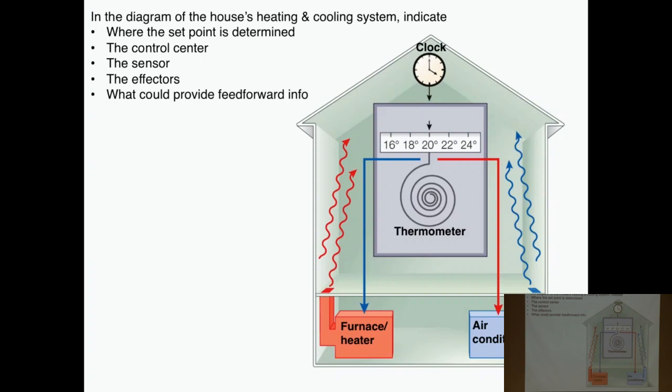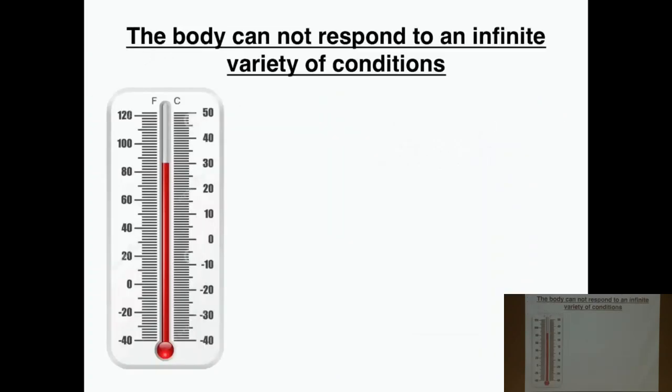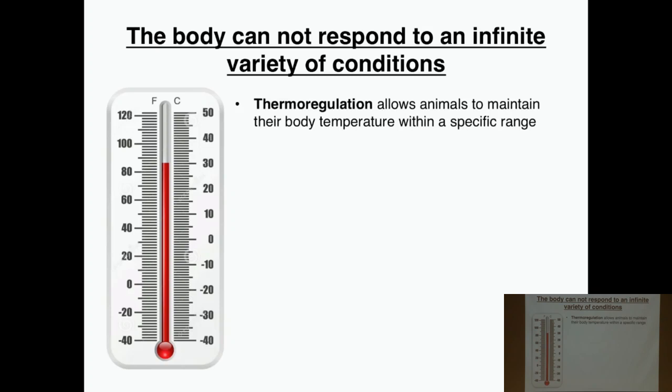What we're going to do now, though, is shift our focus and really zoom in on thermal regulation as it relates not to a housing system, but to an animal body. So our bodies are limited in that they can't respond to an infinite variety of conditions. There's going to be a range, in some cases more narrow, in some cases more broad, in which we're able to survive. When it comes to thermal regulation, this allows animals to maintain their body temperature within a specific range.